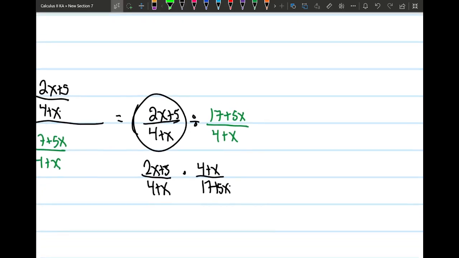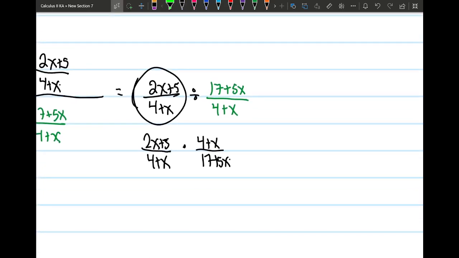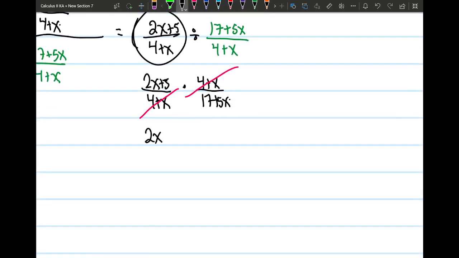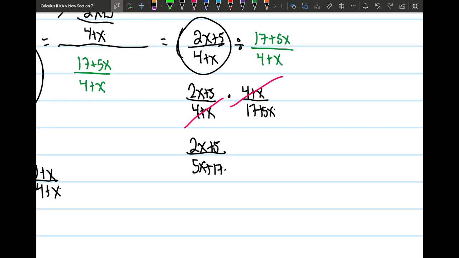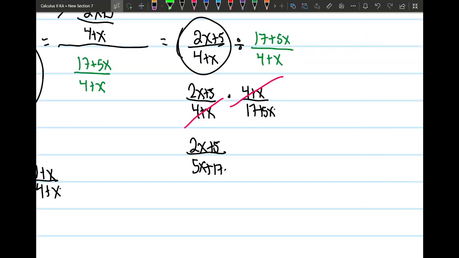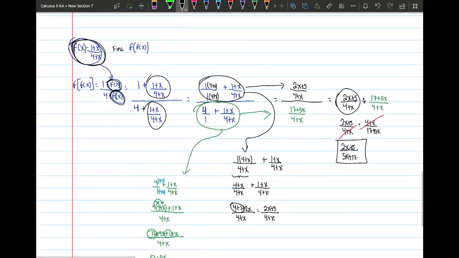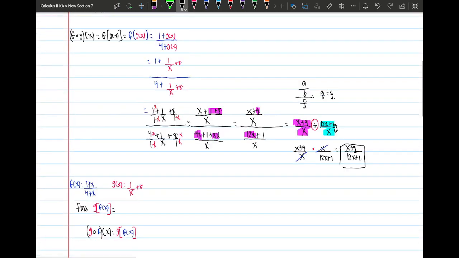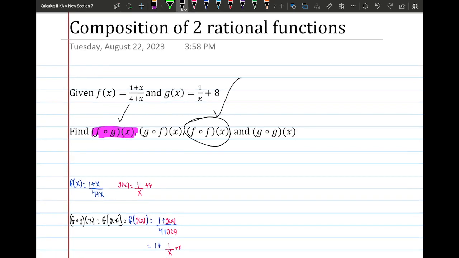Okay, guys. So then as you can see, these two are going to cancel out. And so we're going to be left with 2x plus 5 over 5x plus 17. Okay. So then this would end up being our answer for this part of the problem. So we're done with that.